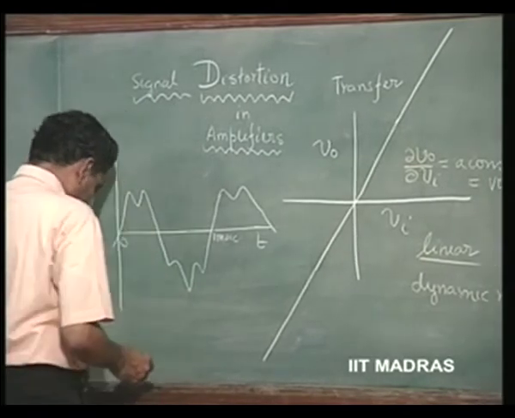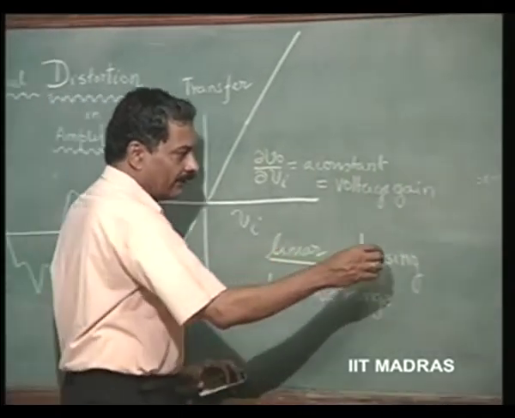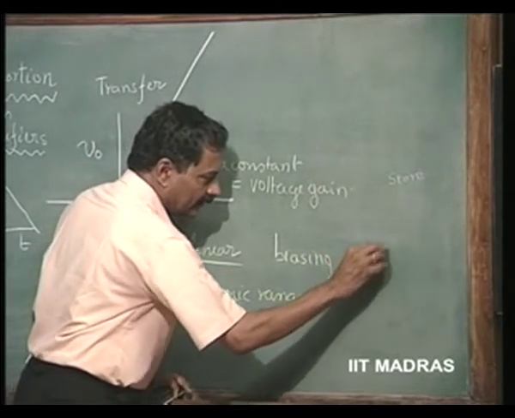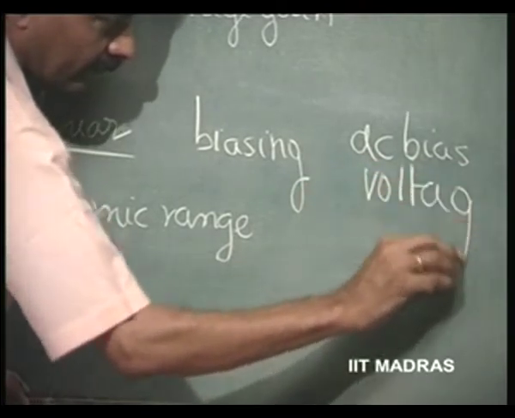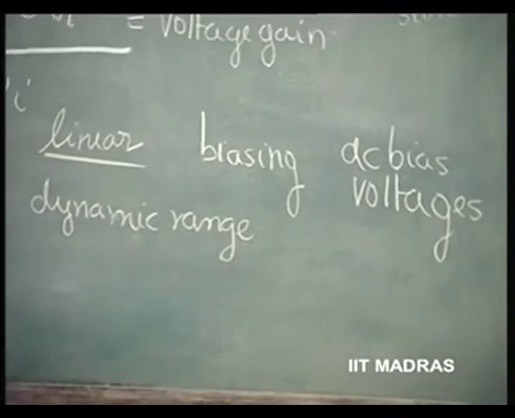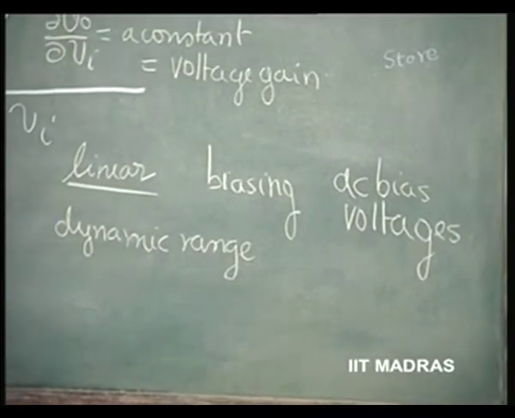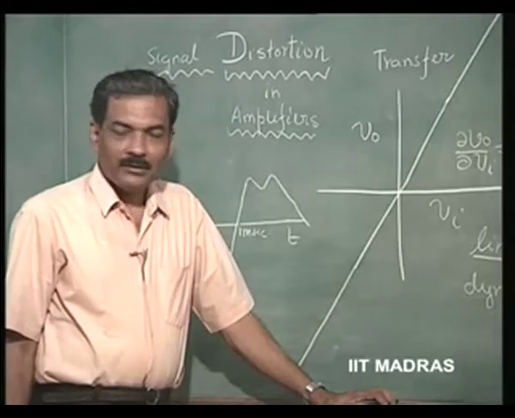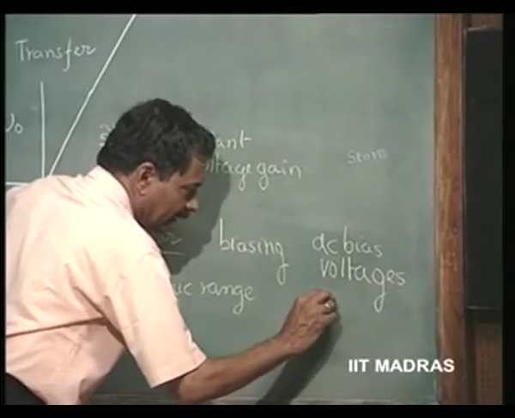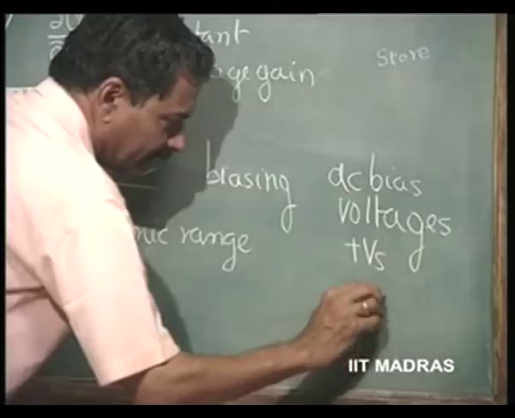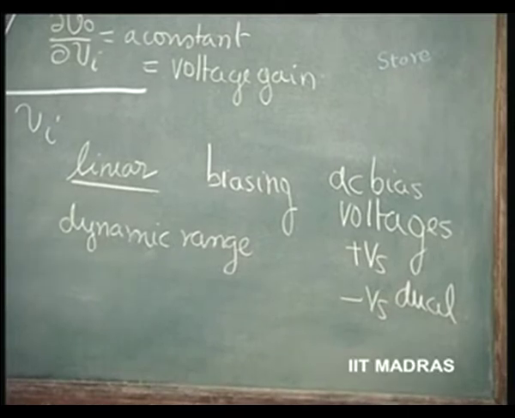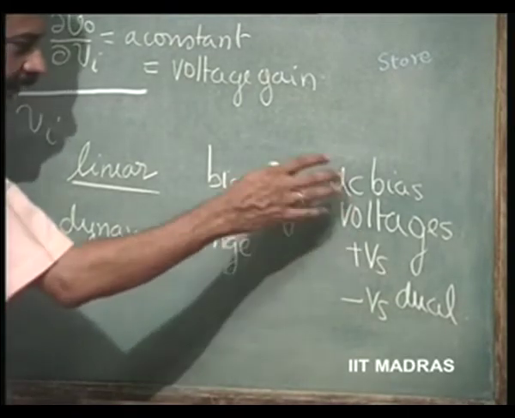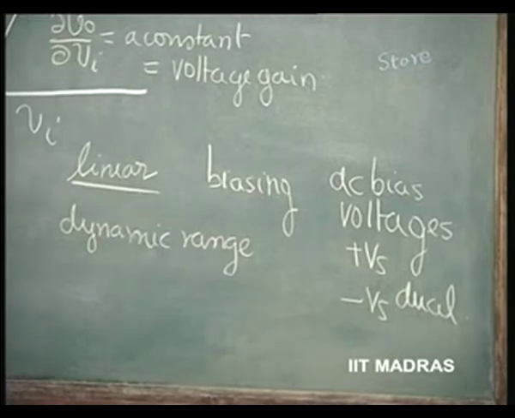But the first thing that happens is, in order to bias this, we need what is called as DC bias voltages. So, these bias voltages will limit the amplitude of output ultimately. So, these will be, let us say, plus Vs and minus Vs for dual supply. Why do we need dual supply? So that the voltage can be both negative as well as positive.